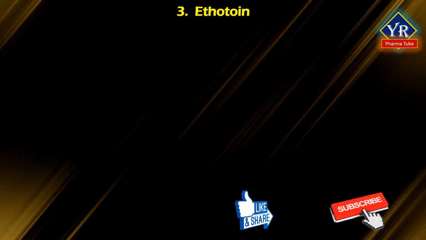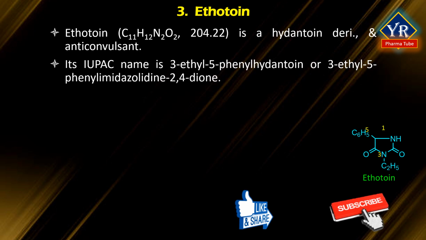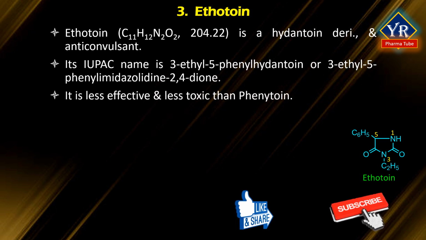And the last drug in this class is Ethotoin. Ethotoin is a hydantoin derivative and anticonvulsant. Its IUPAC name is 3-ethyl-5-phenyl hydantoin, or 3-ethyl-5-phenyl imidazolidine-2,4-dione. Ethotoin is an imidazolidine 2,4-dione, that is hydantoin substituted by ethyl and phenyl groups at positions 3 and 5 respectively. Ethotoin is less effective and less toxic than phenytoin.